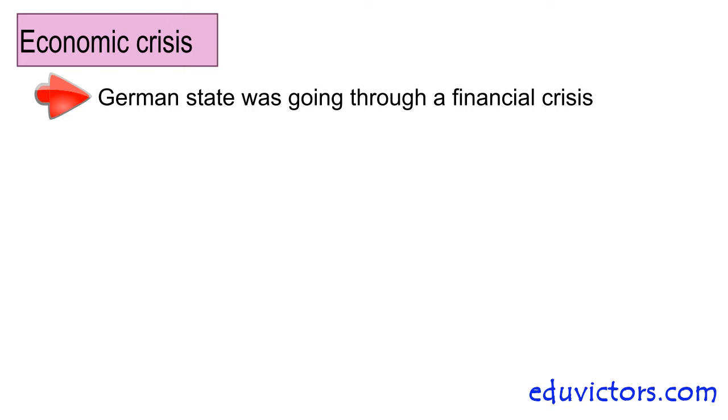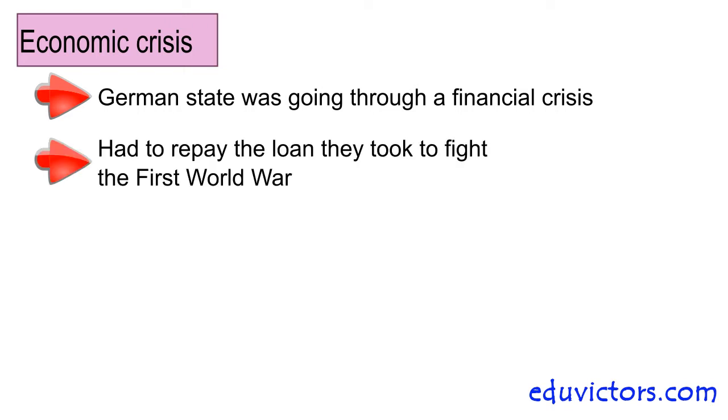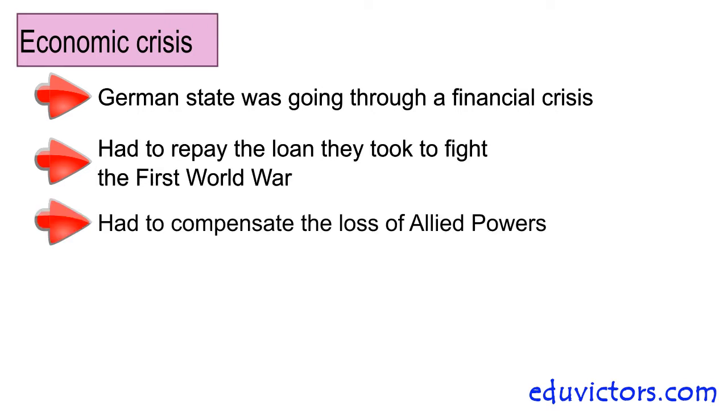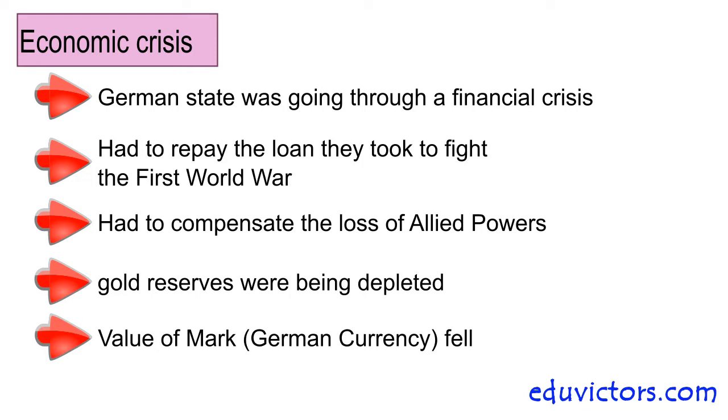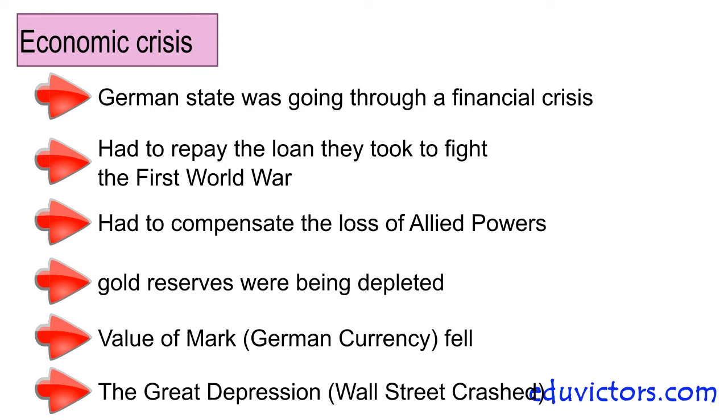Economic crisis. The German state was going through a financial crisis. They had to repay the loan they took to fight the First World War, and to add to the burden, they had to compensate the loss of the Allied powers. During this time, the gold reserves were being depleted and the value of the mark fell. The Wall Street Exchange crashed, which was followed by the Great Economic Depression.